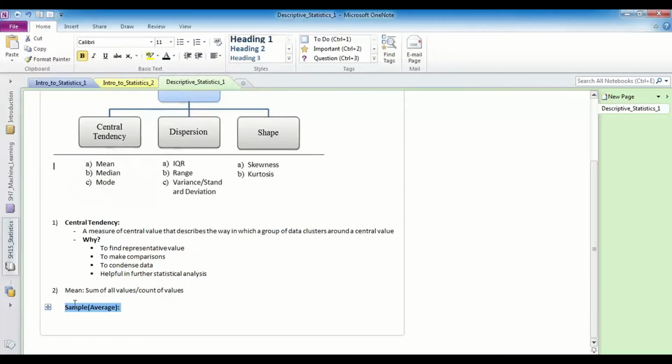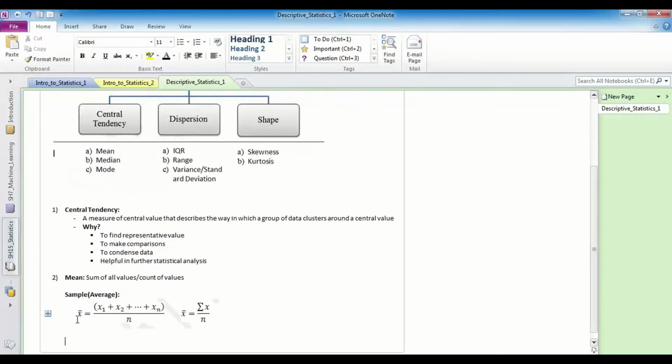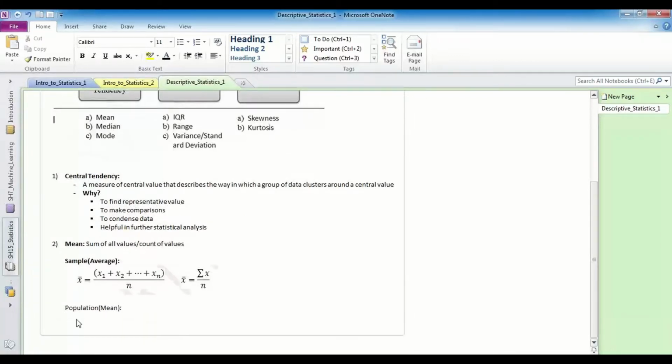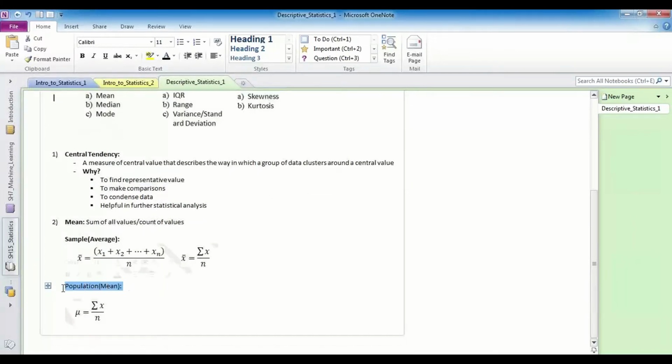No, right? So the sum of all values divided by the count is the same whether you are working on your sample of the data or on the population of the data. A few numerical measures have a formula that changes on the denominator side, but since we are looking at a central tendency value, only the representation is going to change.